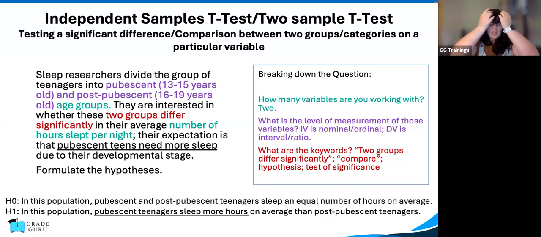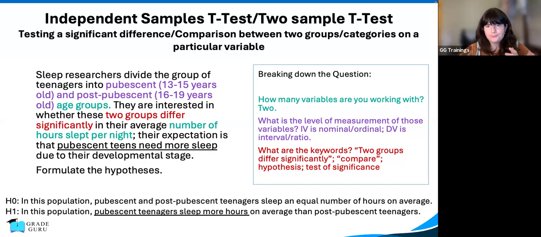So if they tell you that they want to see if Dutch and German people differ significantly on something, what are they doing? They're comparing Dutch and German, two categories of the variable nationality. So that is a very clear sign that this is what you're doing.